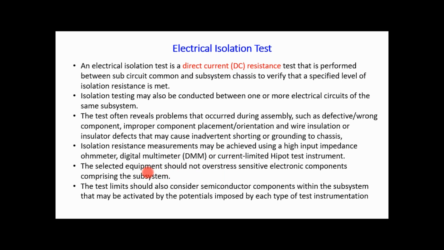Then selected equipment should not overstress sensitive electronic components comprising the subsystems. The test limit should also consider the semiconductor components within the subsystems that may be activated by the potentials imposed by each type of test instrument. So depending on the condition, again we have to appropriately select the testing instrument, testing tool, testing equipments, and nowadays we are using only digital equipments for accuracy and precision. In the industries also we are using these types of equipment, and we may have the idea regarding the resistances, the current, the voltage, etc.